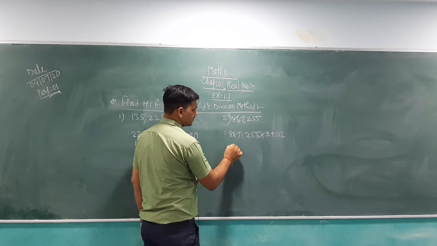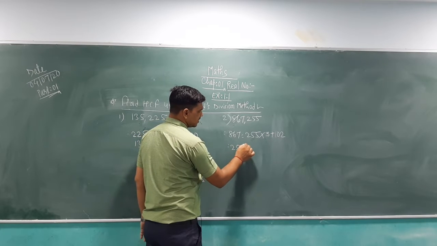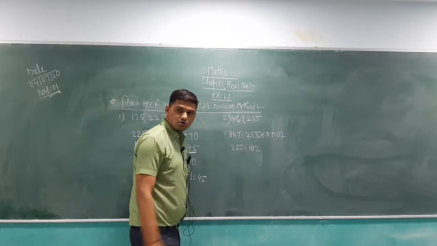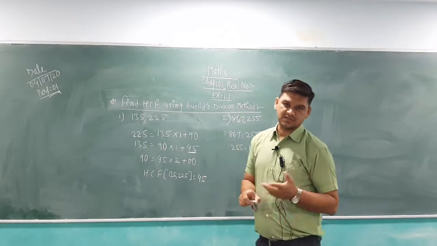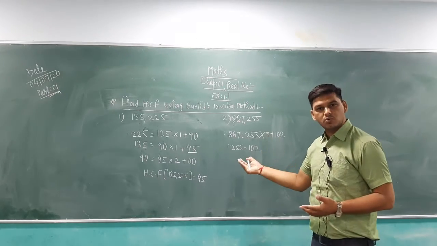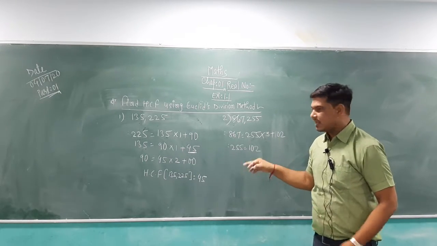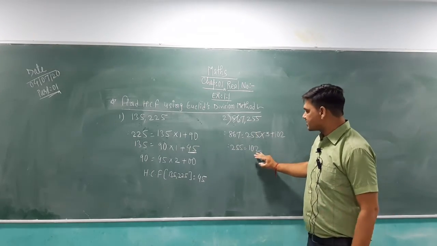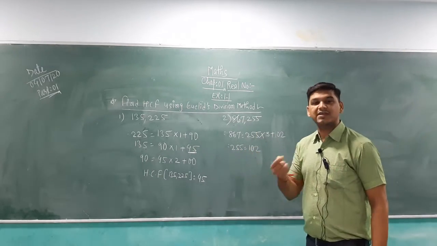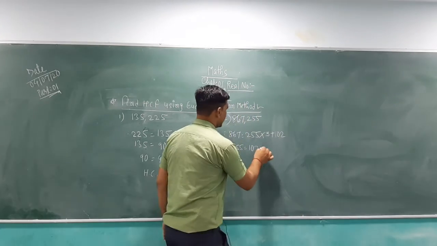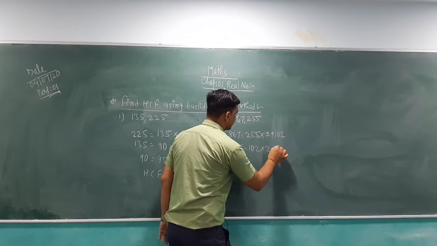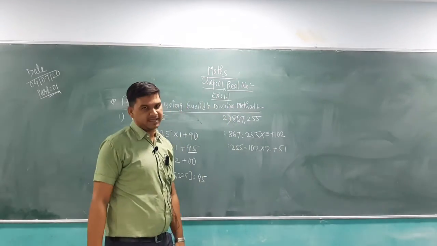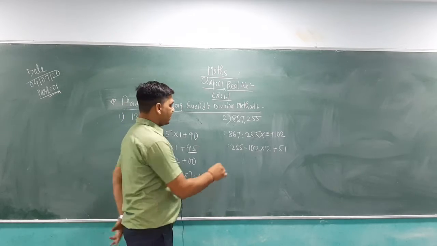Now in the next step, we have to divide 255 by 102. 102 into 2 is 204, and if we multiply 102 into 3, it becomes 306. So 306 is larger than 255, so we have to multiply with 2. So 102 into 2 is 204, and 51 is remaining. 51 is the remainder.